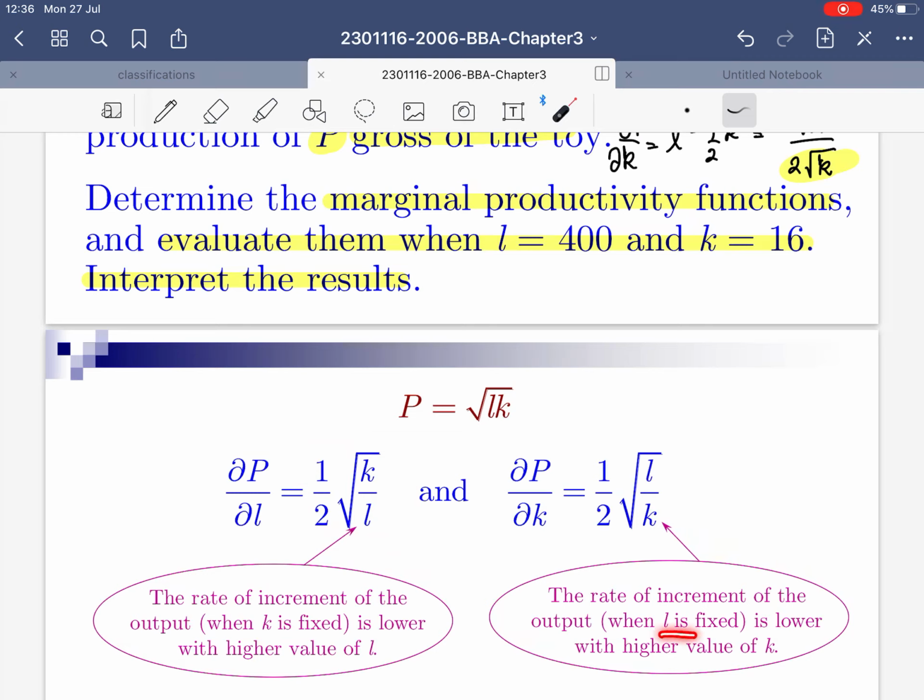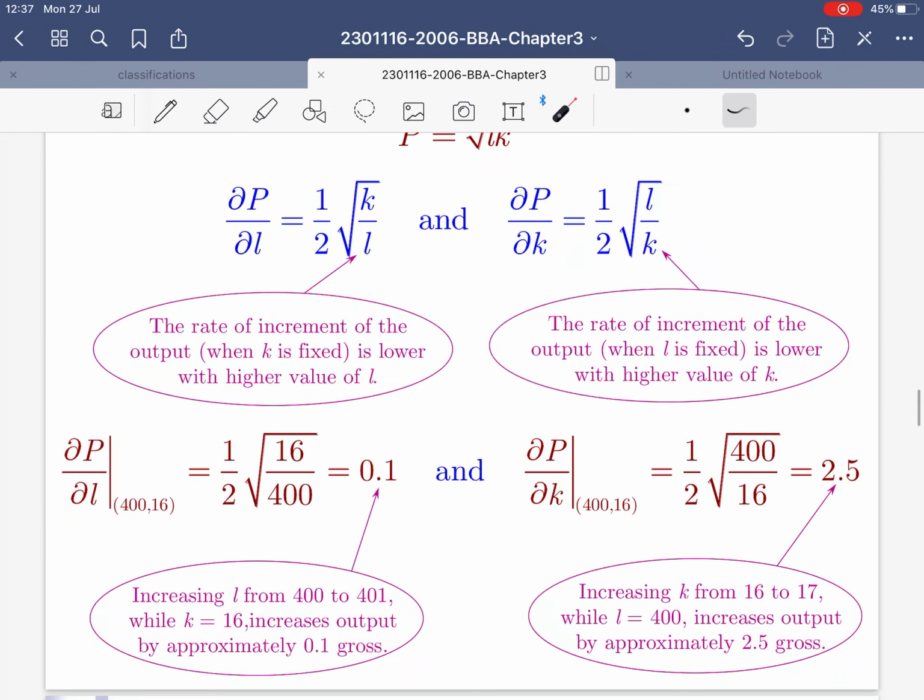And by the same token, if your L is fixed, because your top is fixed, but your bottom is getting higher, then again the rate of change of the production with respect to K when your L is fixed will be lower as your K gets higher and higher. All right. So what if you need to evaluate L at 400 and K at 16? You just simply do a plug-in, right?